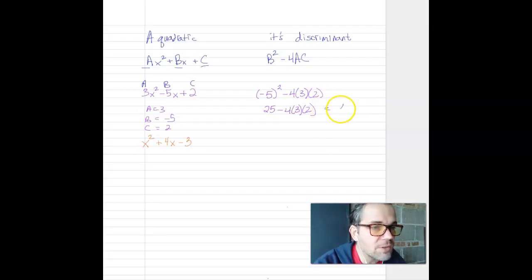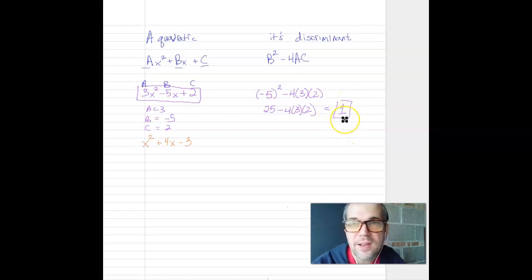And that's all there is to this. So if I were to ask you, what is the discriminant of this quadratic? The answer is 1. It's just a number. It's the value of b squared minus 4ac.